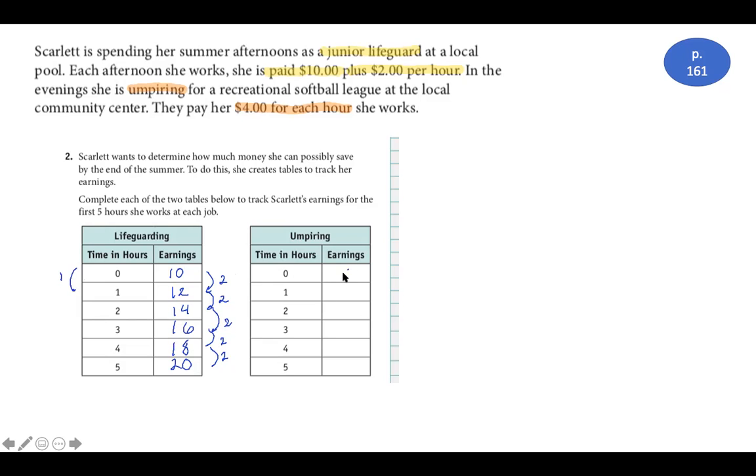So if she doesn't work, she doesn't get any money. There's no upfront money for umpiring. But for the first hour, she gets $4. And for the second hour she works, she gets another $4. And for the third hour she works, she gets another $4. And so on and so forth. That would be 20. All right, everybody with me? Can everybody see that these are linear relationships because they have a constant rate of change?